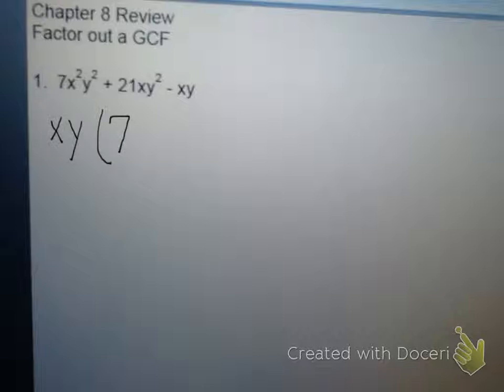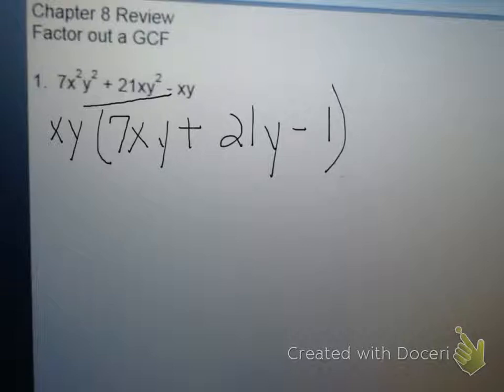So I bring down the 7. X goes in x squared x times y goes in y squared y, because remember when you divide you subtract the exponents, plus 21. X goes into x evenly, y goes into y squared y, minus, and then x squared goes into x squared evenly one time. So I'll put a 1 and close the parentheses.